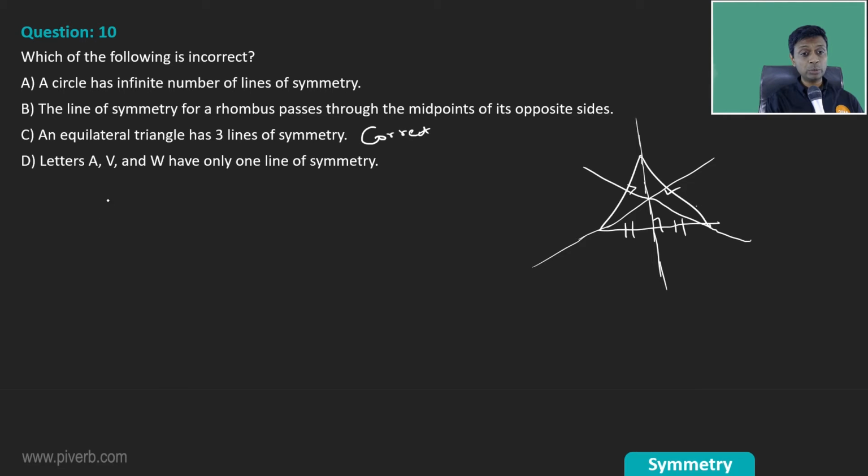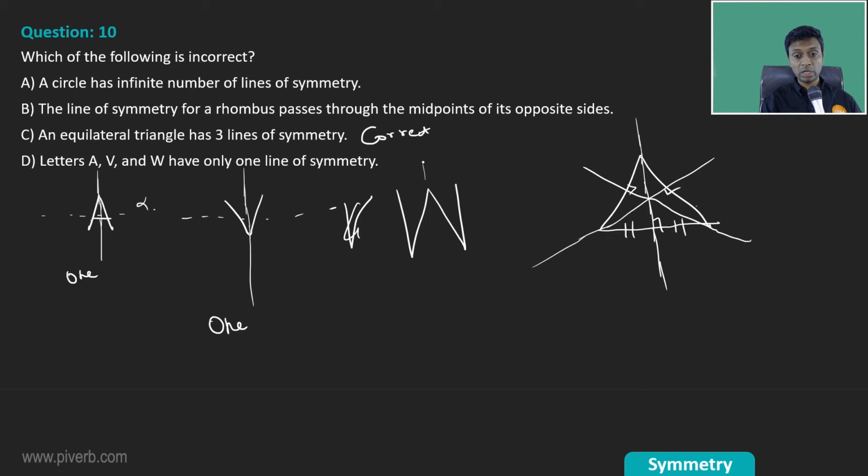A, V and W have only one line of symmetry. A, the vertical line is a line of symmetry. This folds onto this. Horizontal line is not. So that's one line of symmetry. V is very similar to A. Vertical line is a line of symmetry. Horizontal line, there is no line of symmetry. Only one.